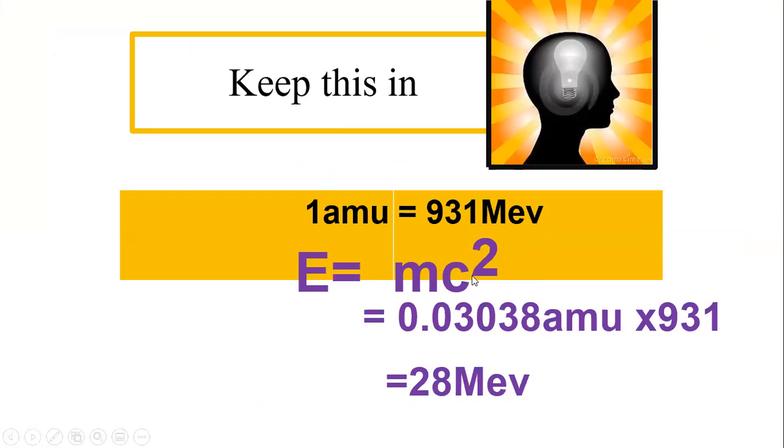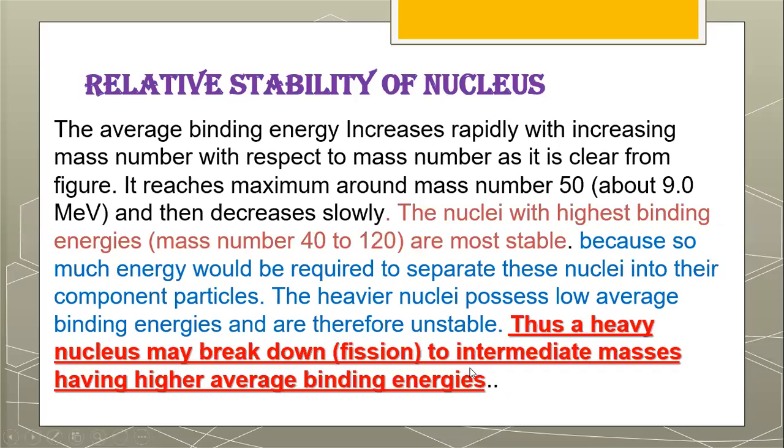So by entering the value of 931, that is the mass, with the loss of mass value, we can say that when we multiply, 1 AMU equals 931 mega electron volt, and 931 multiplied by the loss of mass will be equal to 28 mega electron volt.